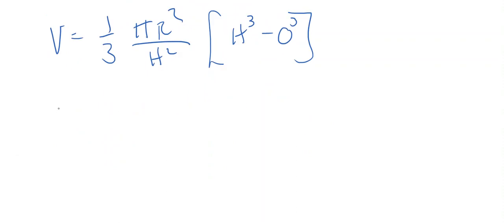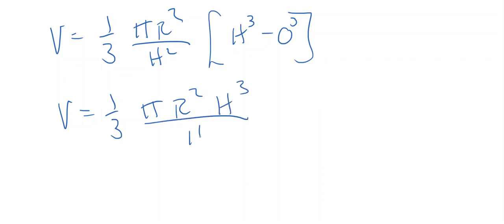So the volume is 1/3 pi r squared h cubed over h squared. And of course, h squared cancels with all but one of those h's. And we get our final answer, 1/3 pi r squared h. And that would be the formula for the volume of a cone.